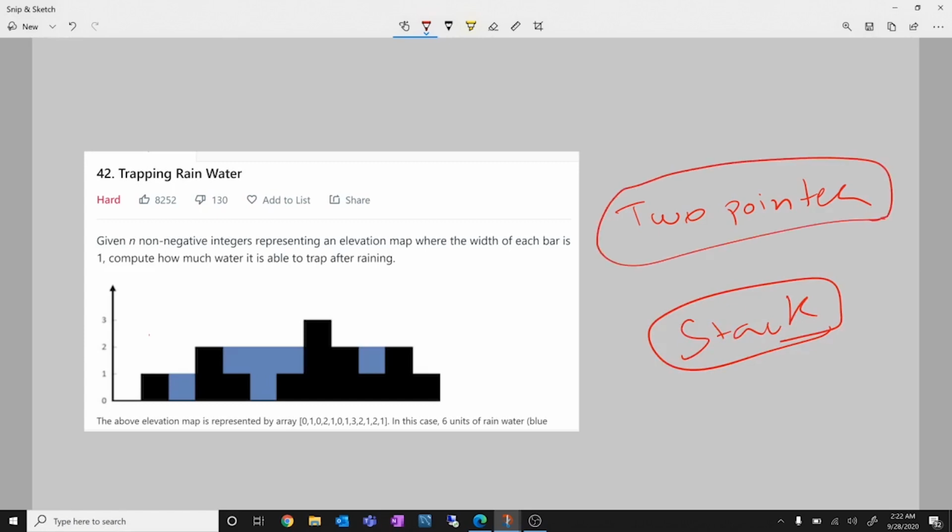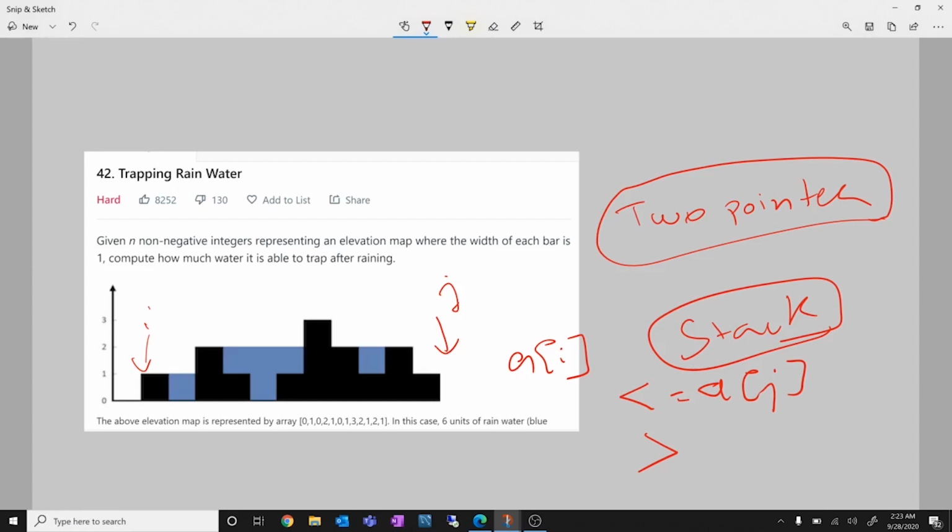So what I'll do is keep a pointer here, i, and a pointer here, j. Now what I will judge is whether a[i] is less than or equal to a[j], or a[i] is greater than a[j]. Whichever is greater, I will not take that. I will take the smaller one.